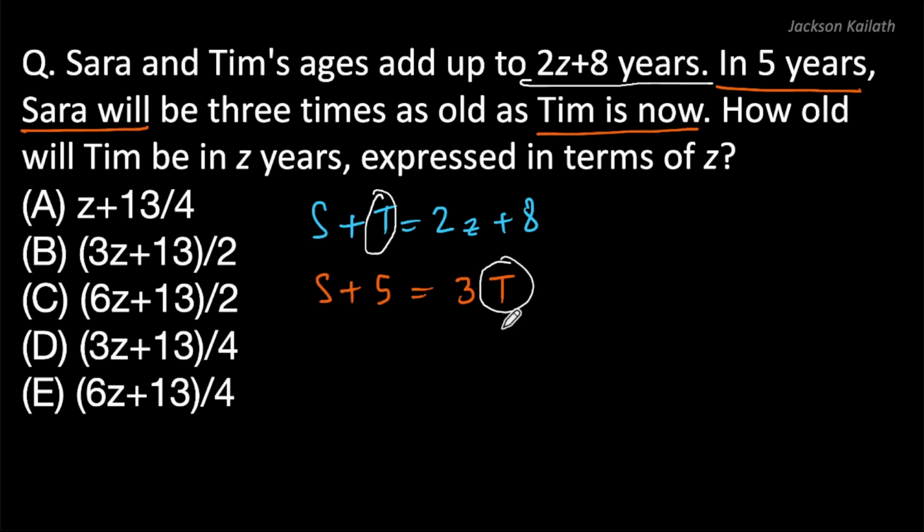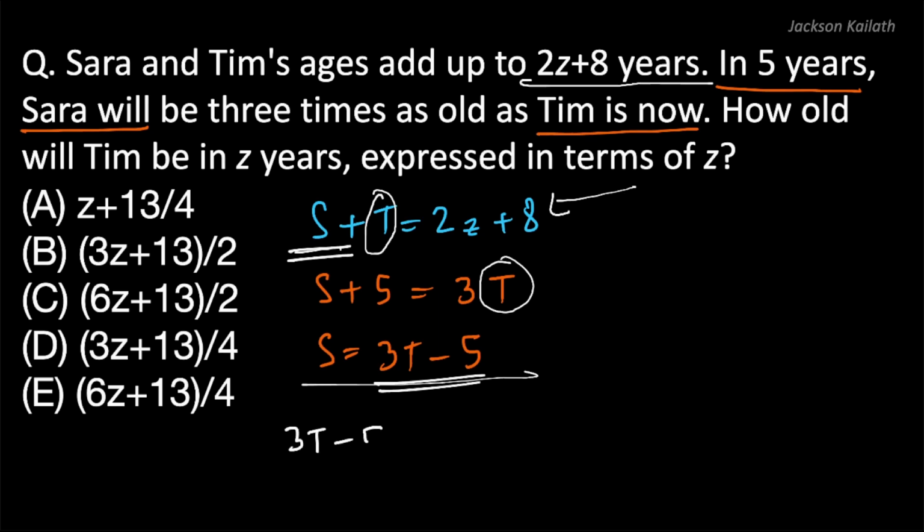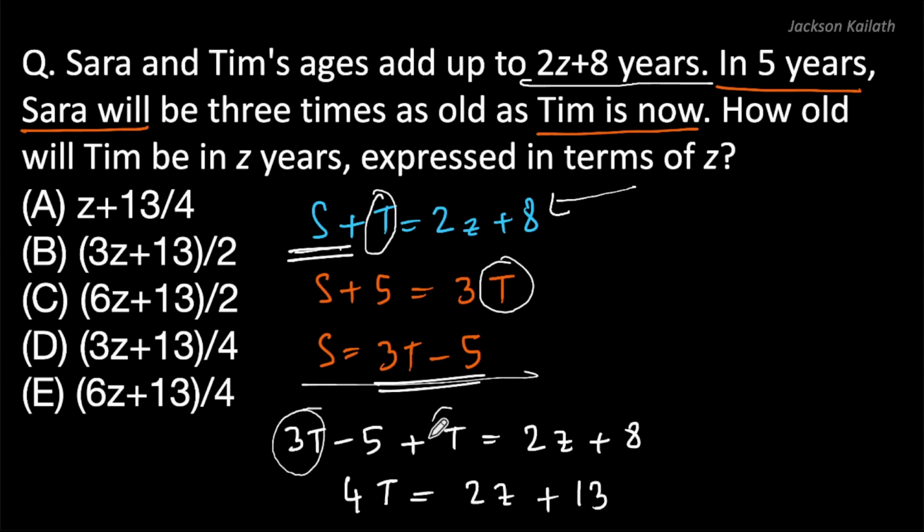Now let's proceed. This can help me write s = 3t - 5. So we have s over here and I have an s over here, so let me substitute that. The first equation becomes 3t - 5 + t = 2z + 8, and this simplifies to 4t = 2z + 13. You have 3t and then one more t, so that's how you get 4t, and you take this 5 to the right hand side and 8 + 5 is 13. All right, so let's proceed.